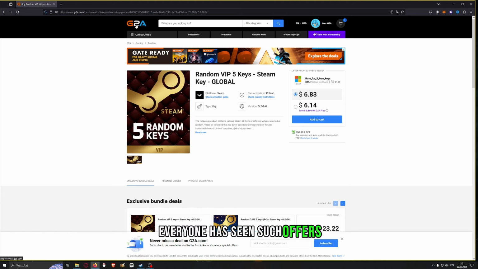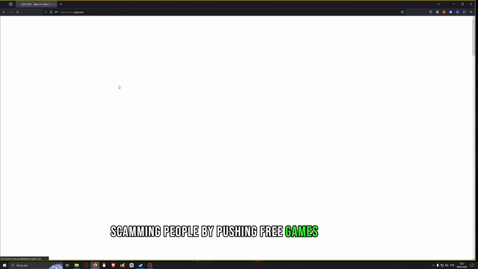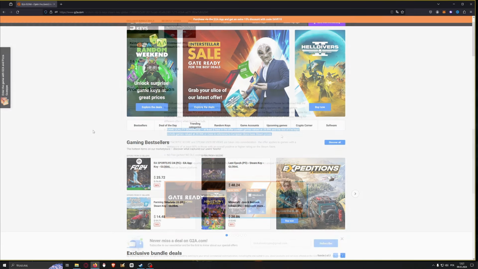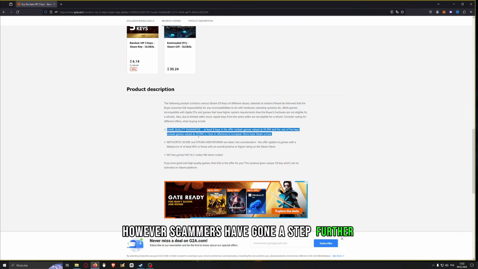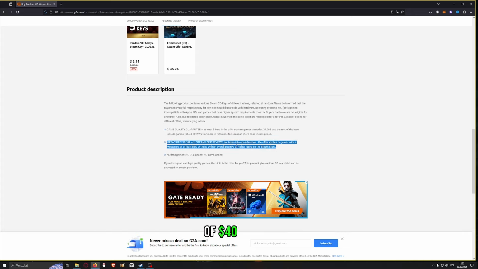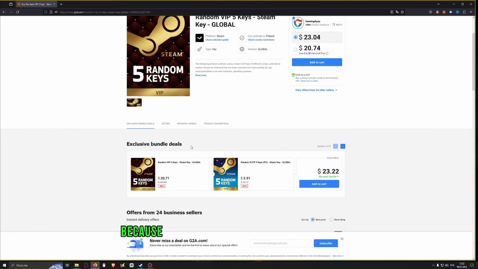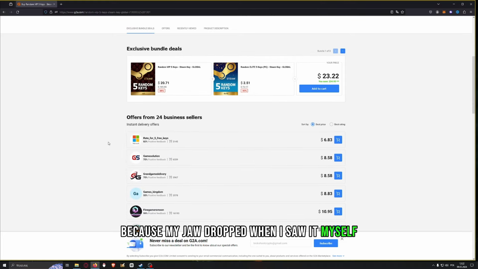Everyone has seen such offers scamming people by pushing free games or games you would never buy with your hard-earned money. However, scammers have gone a step further by assuring you that the keys have a minimum value of $40 or $20. I am Trickshoot, and especially for you, I will buy such a package of keys today to see what games the seller describes as a $40 game, because my jaw dropped when I saw it myself.